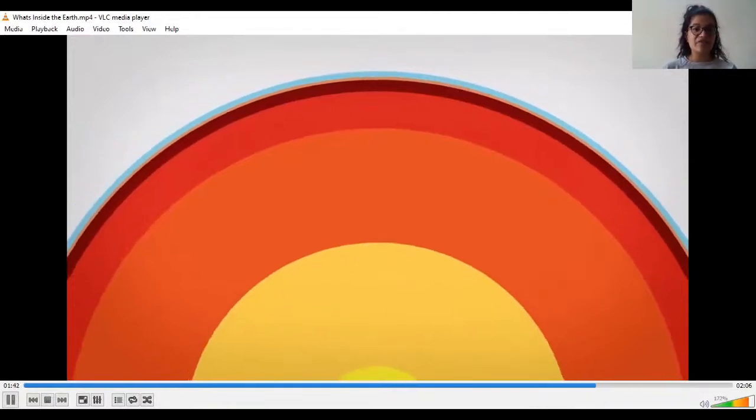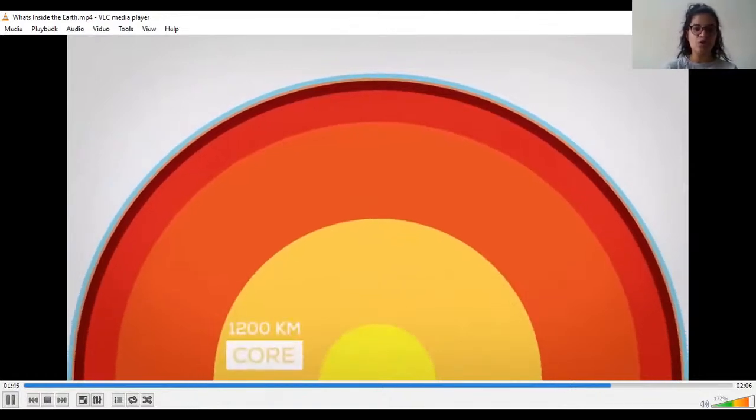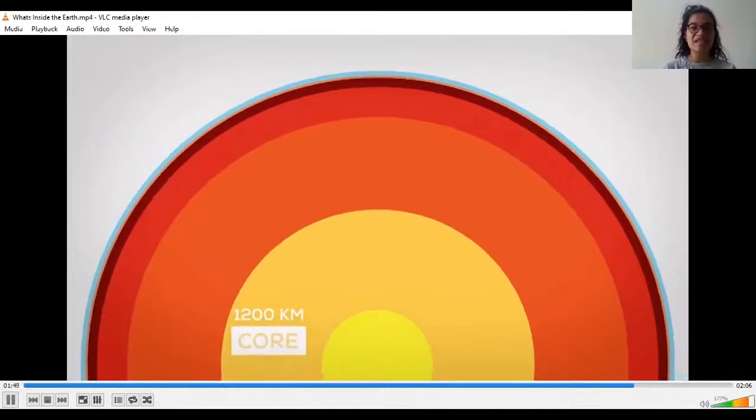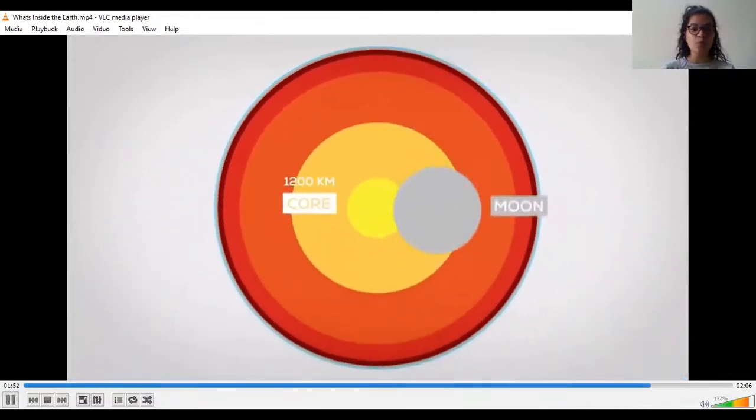And finally, in the center, we have the inner core. Now, what is so special about the inner core? The inner core is a solid ball, again of iron and nickel metal. Its radius is about 1,200 kilometers. And you know what's amazing? It is 70% the size of our moon. Isn't that amazing?